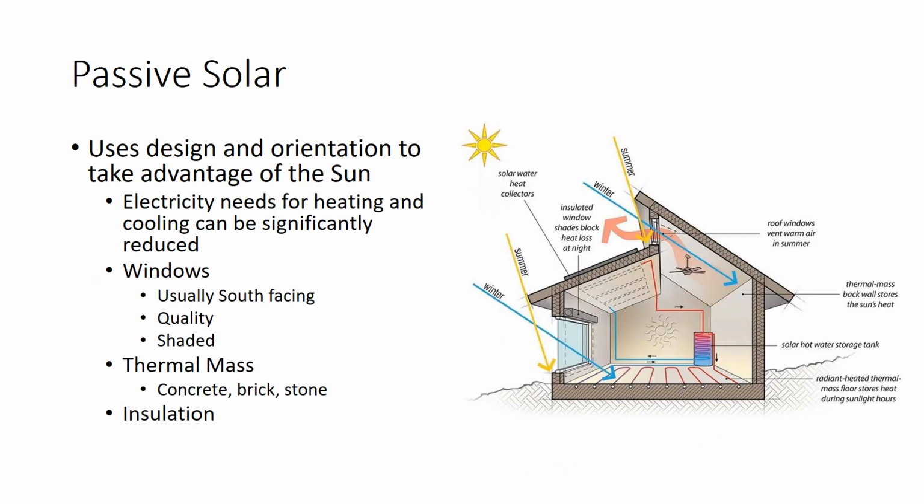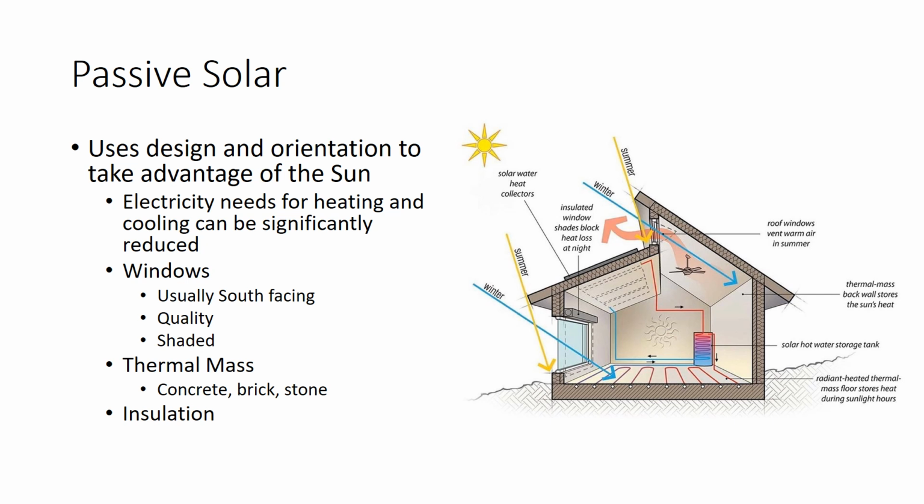Whereas passive solar is really just using design and orientation. So basically, it's reducing your need for electricity by offsetting what you would need for like heating and cooling through design. So the design itself is actually reducing your need for that electricity. And so it depends on where your windows are. Usually the windows would face south to make use of that solar angle coming down. We've talked about that solar angle before, right?